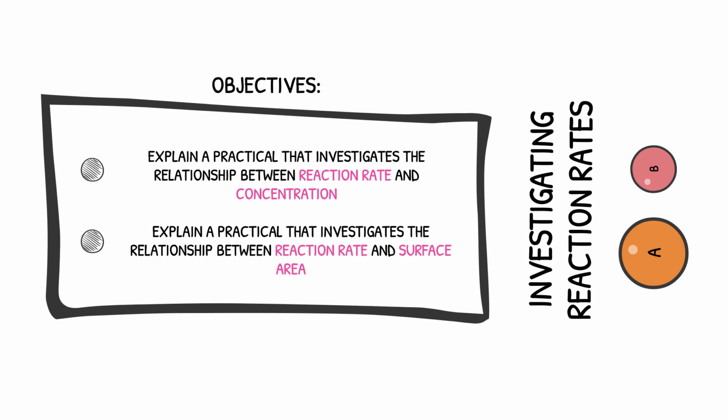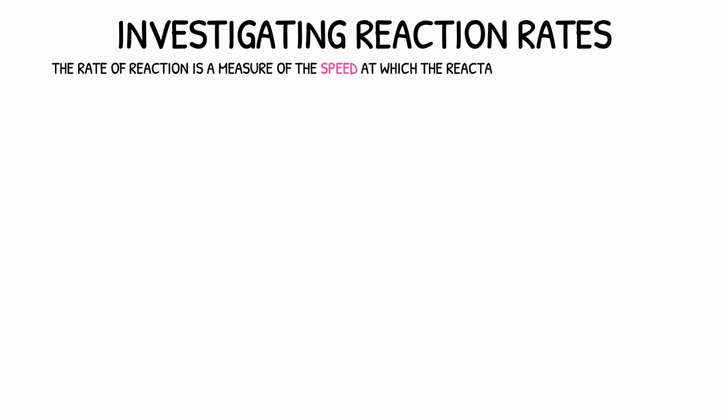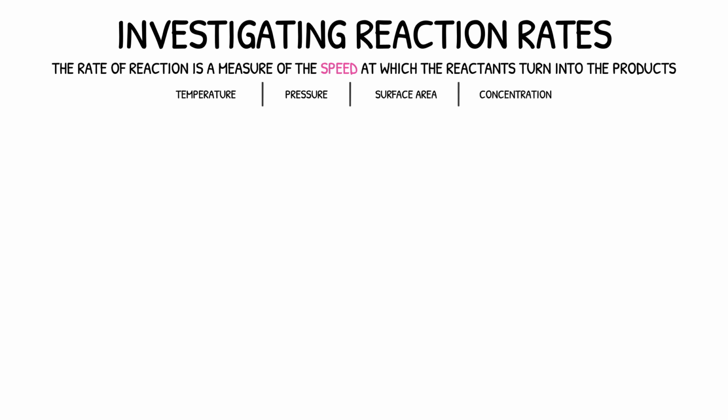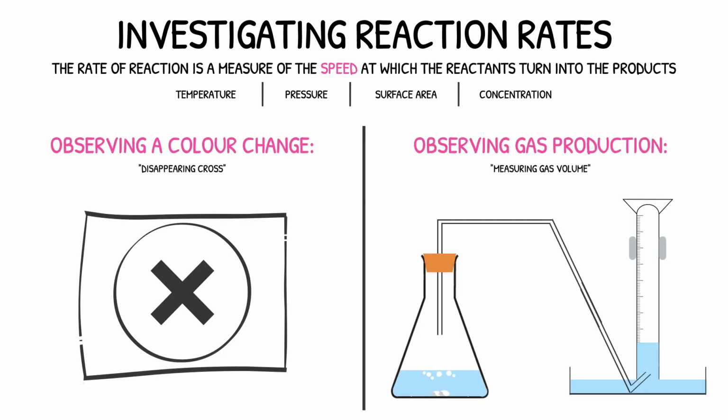So, let's go. The rate of a reaction is a measure of how quickly the reactants form the products. Temperature, pressure, surface area, and concentration are all factors that can affect the rate of a chemical reaction. We can conduct practicals that allow us to investigate the effect of these factors on the rate of reaction. These methods involve observations of colour changes and gas production.